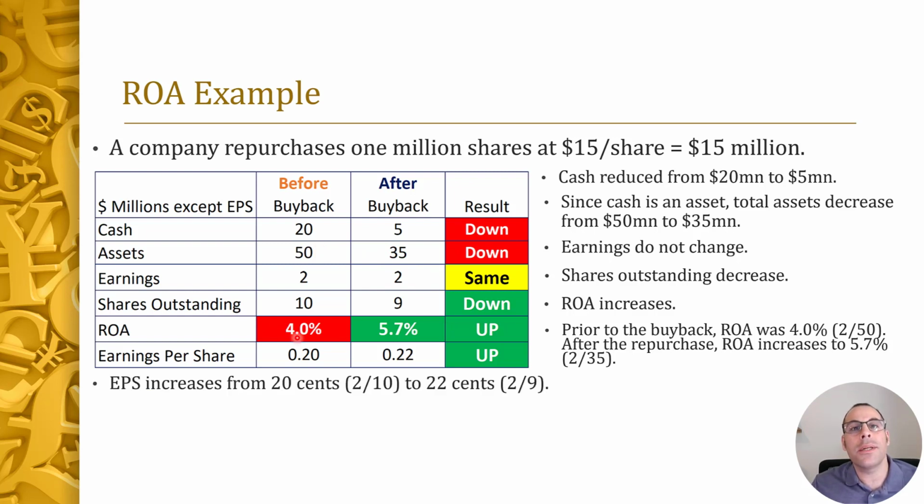Earnings per share also increases. It went from 20 cents to 22 cents. Earnings per share is net income over shares outstanding. So it went from 2 over 10, 20 cents, to 2 over 9, 22 cents.